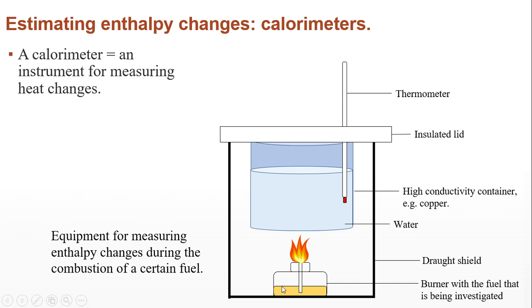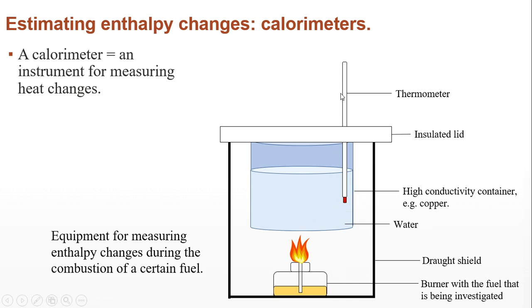We have a burner with the fuel that we want to investigate, because we're talking about combustion, so something has to burn in oxygen, right? Above this setup, we hang some sort of high conductivity container. For example, it could be made from copper, which will conduct a lot of heat very easily, so we don't lose much heat from this flame to this water because of the material in between them. This container just contains water with a thermometer and an insulated lid like this.